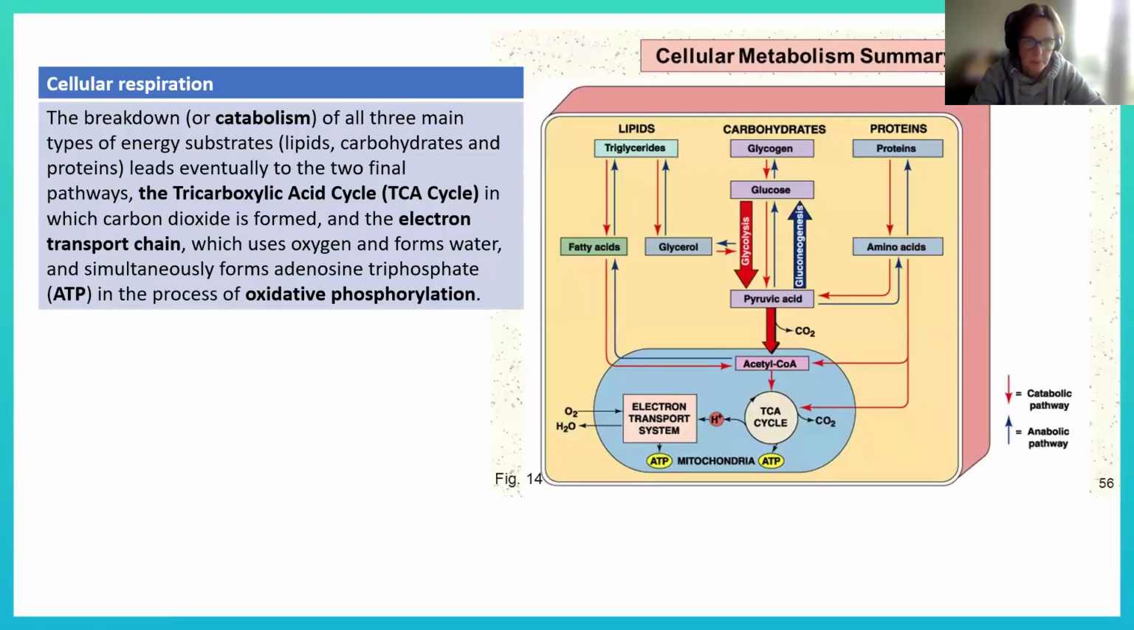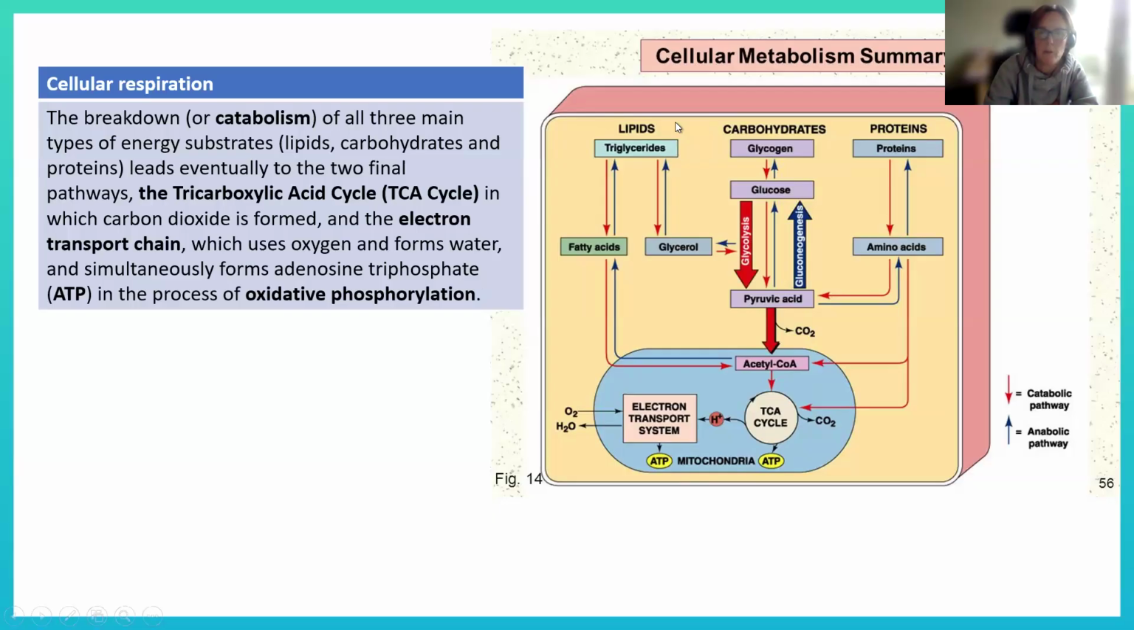So the breakdown of lipids, carbohydrates, and proteins, if you're breaking something down, is called catabolism. It leads to two final pathways. There's one called the tricarboxylic acid pathway, and this is where carbon dioxide is formed. And there's something called the electron transport chain. So these are the really big reaction pathways that I was telling you about. These are massive reactions with loads and loads of steps that give us the ATP at the end.